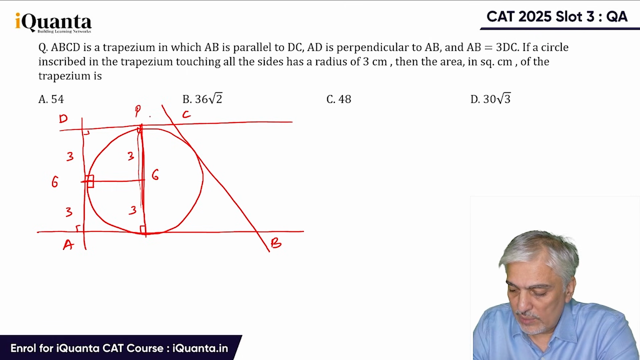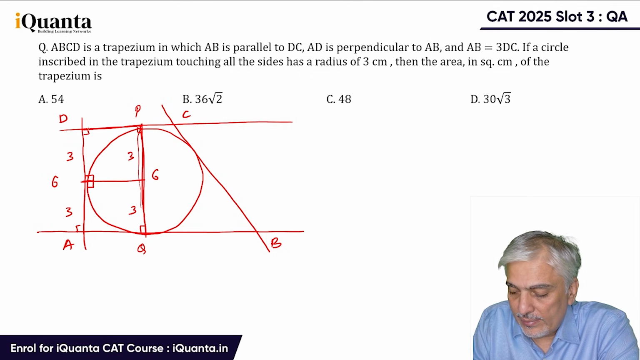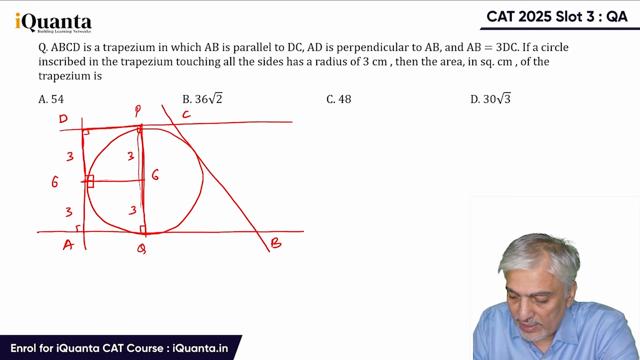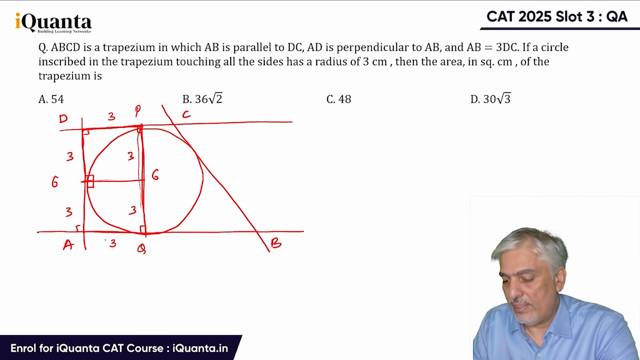Suppose I call this point P and Q. How much will be DP? Do you realize DP will also be 3, because even this is a small square only, or tangents drawn from a point outside the circle are equal. So if this is 3, this is also 3. Same way AQ will also be 3, right?